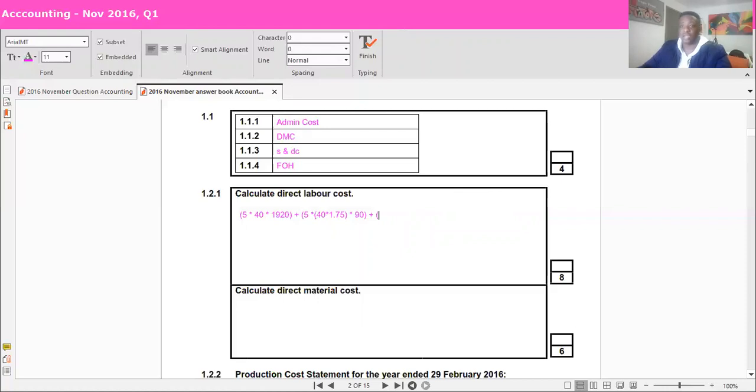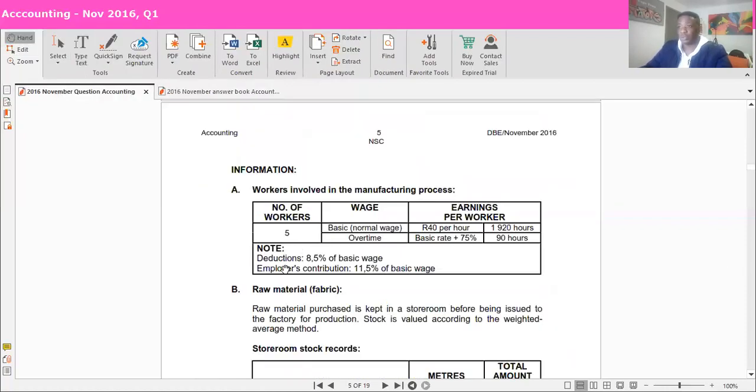And therefore, the last thing to account for is what they talked about here, which is the employer's contribution, because we have considered the basic wage and then the normal wage as well. And now we need to take into account the employer's contribution. So the employer's contribution is 11.5% of basic wage.